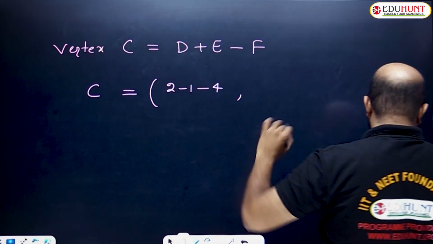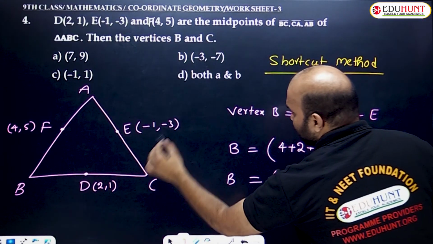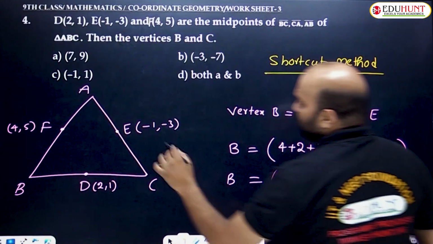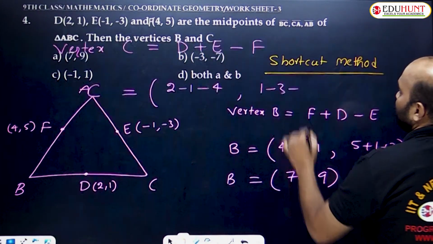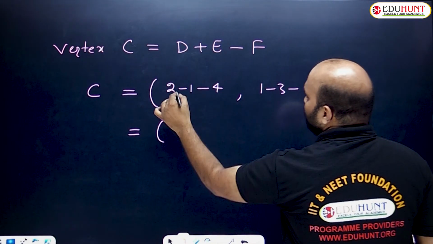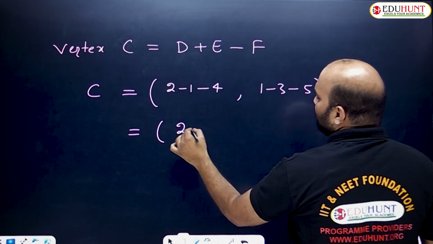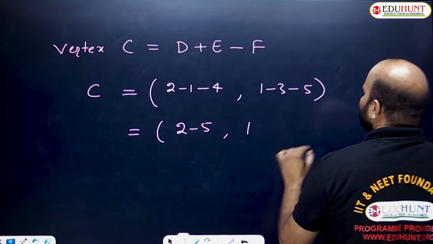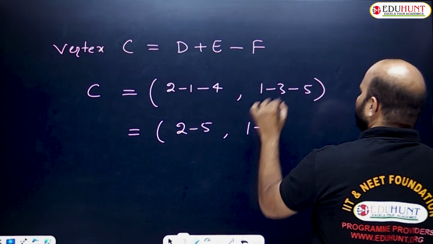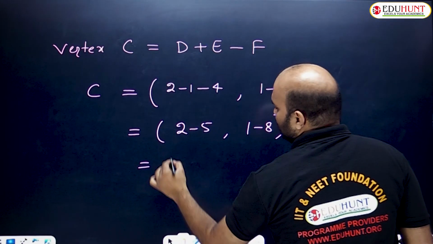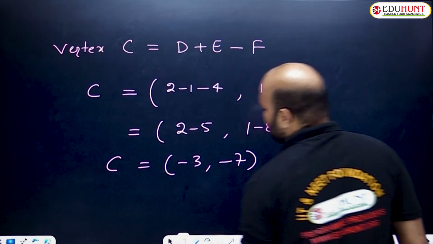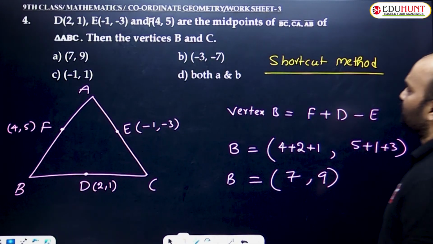Comma. The Y coordinates of D and E: what are they? 1 minus 3. Minus the F coordinate, which should be subtracted from the remaining two: the Y coordinate of F is 5. So the C coordinates are 2 minus 1 minus 4 minus 5, comma, 1 minus 3 minus 5 minus 8. So 2 is positive, the remaining two are negative. Here 1 is positive, the remaining two are negative, adding. So 2 minus 5 is minus 3, and 1 minus 8 is minus 7. So the C coordinates are minus 3, minus 7.